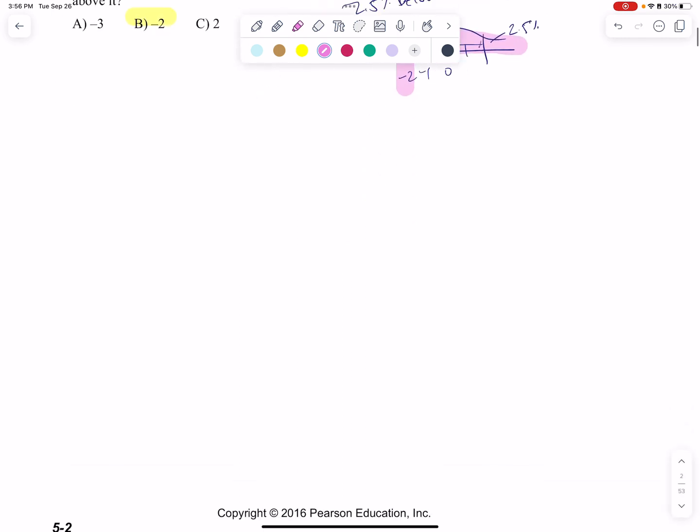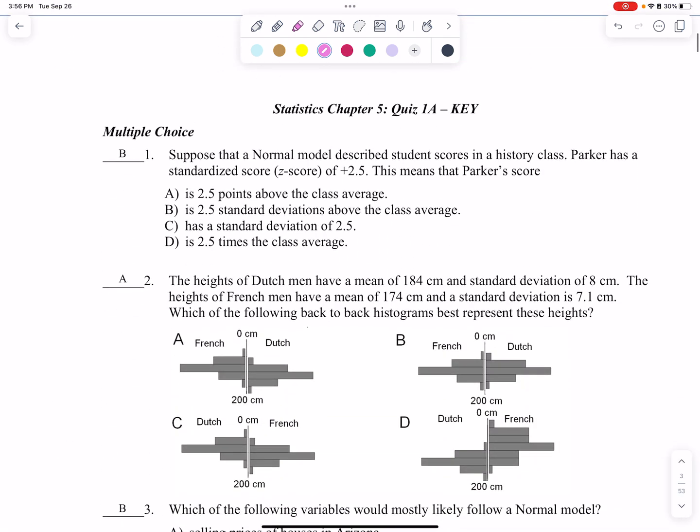Okay, so that's the first part. Let's look at the second part. Suppose that a normal model describes students in a history class. Parker has a standardized score of 2.5. This means that Parker's score is, this is the definition of standard deviation like I just described, 2.5 standard deviations above the class average. Great.